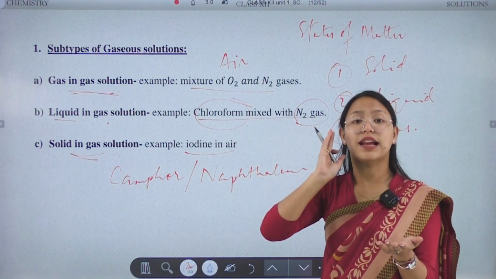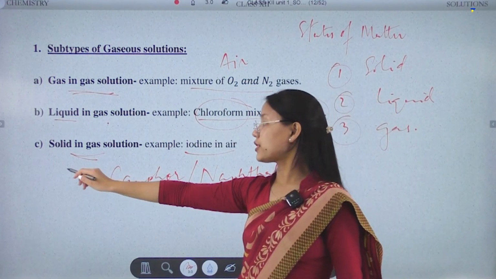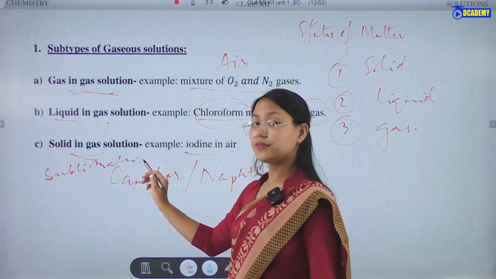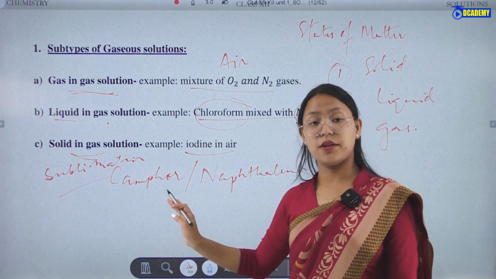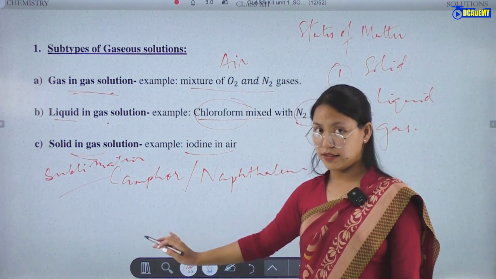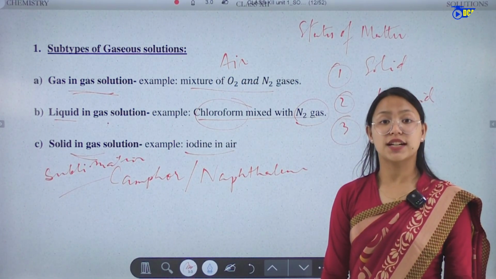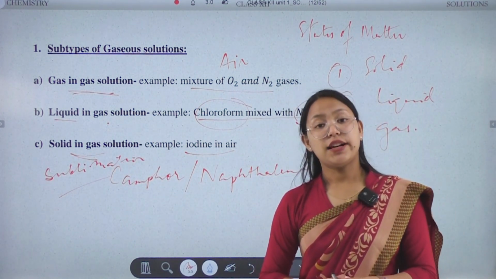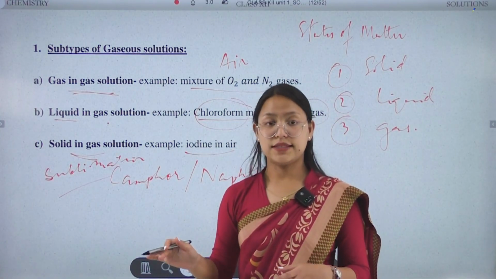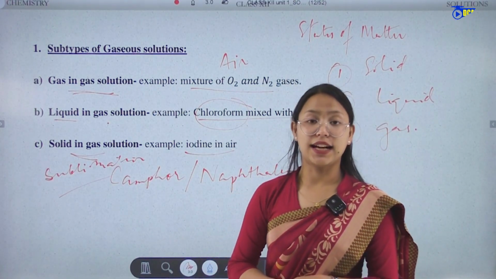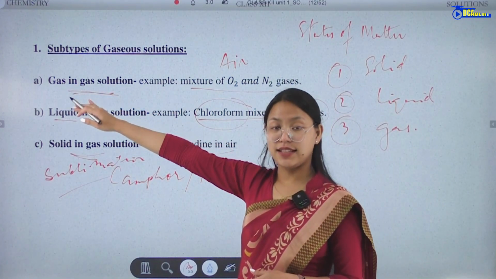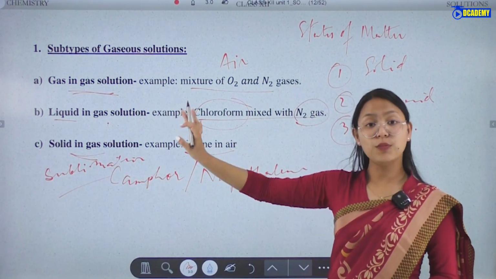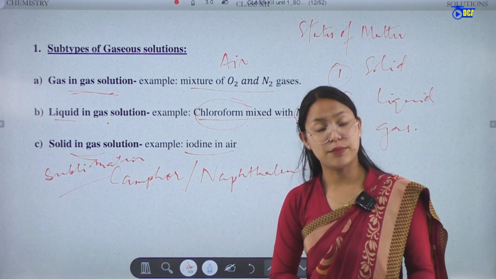We have already learned in class 9 and 10 that the process of sublimation changes solids like naphthalene, camphor or iodine directly to gas. So what types of solution do we get? Solid in gas solution. So there are three subtypes of gaseous solution: gas in gas solution, liquid in gas solution, and solid in gas solution. There are many more examples of each.